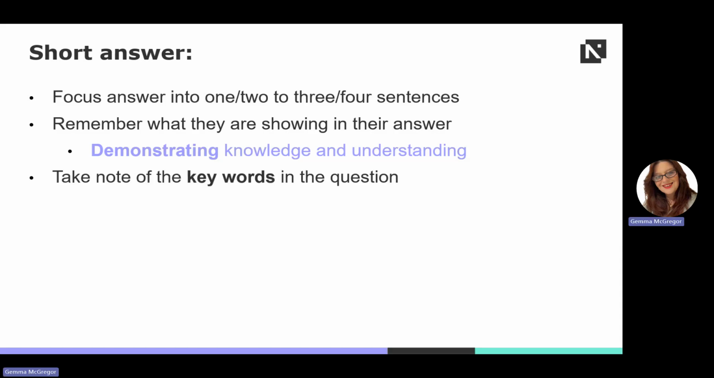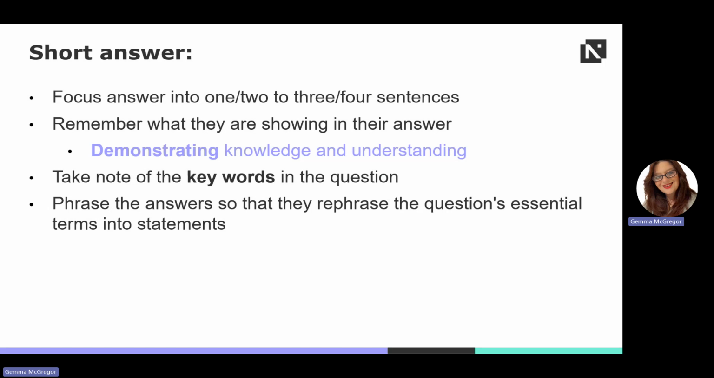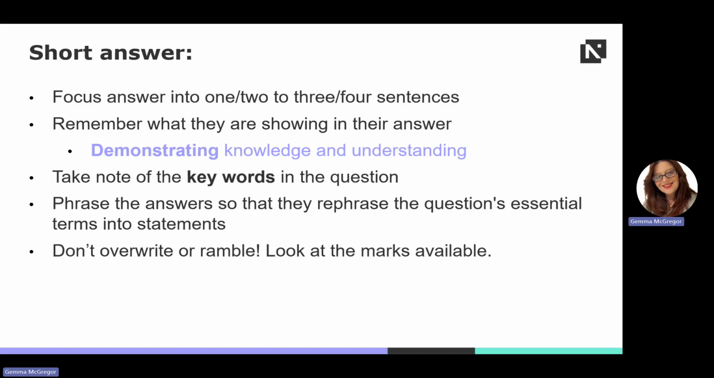Taking note of keywords and phrases in the question is also really important. Then they could rephrase the question's keywords in their answer. This should help to ensure they stay on topic and include the relevant points. The final point is also useful to keep in mind, not to ramble.